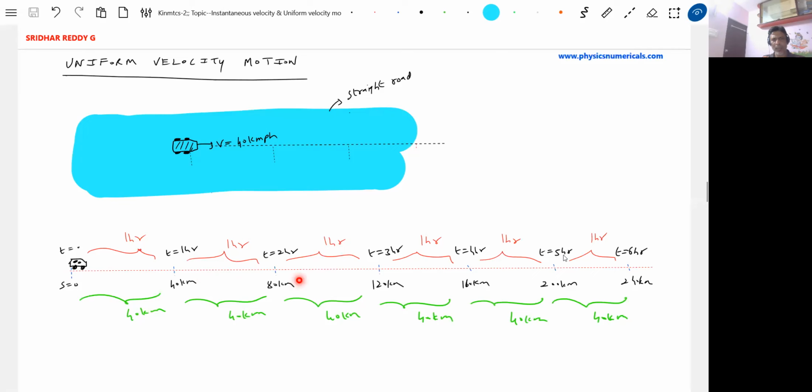The speed of the car remains the same and the direction also remains the same. So that will become uniform velocity motion. Both the speed and direction should not change. This is the example of uniform velocity motion. So how do you define it? What are the basic features of uniform velocity motion?